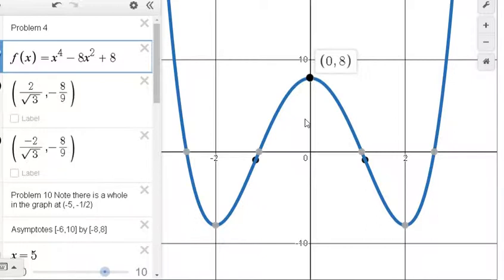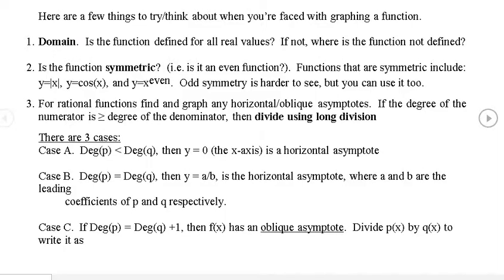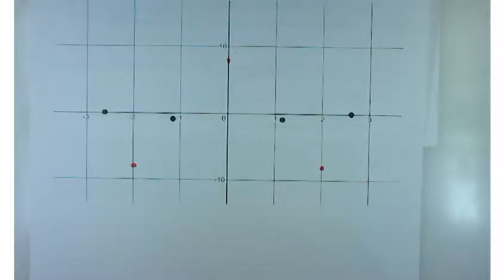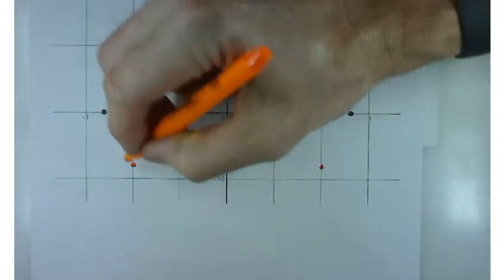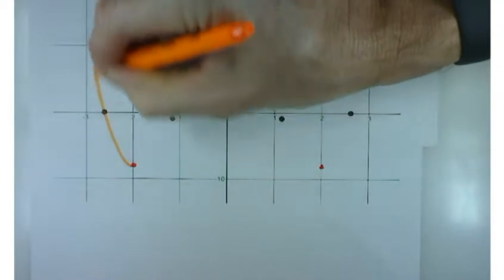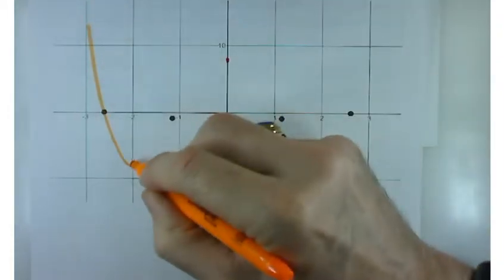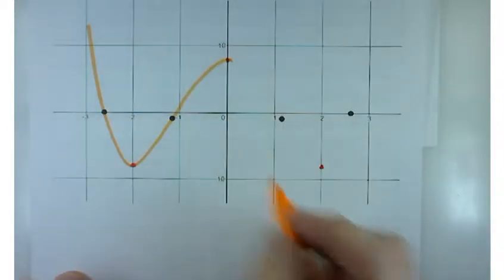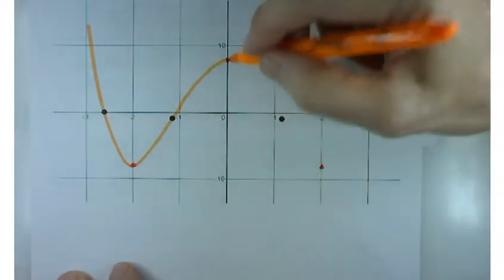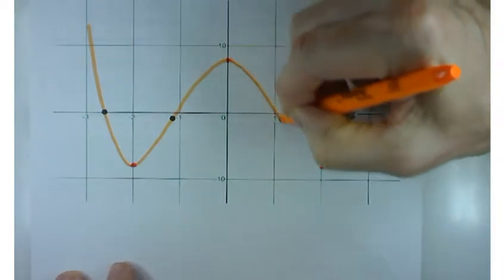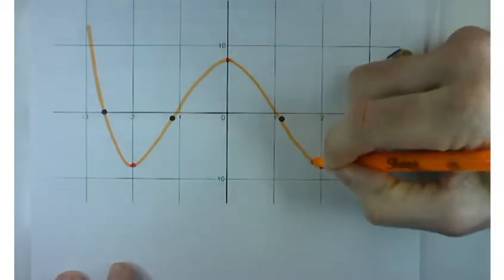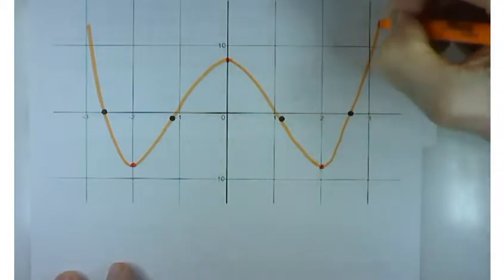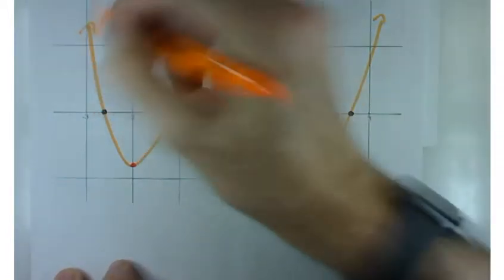So on your handout, you can just play connect the dots. But you want to do it in a logical way. Don't just give me a nice little sawtooth kind of thing here. Give me something that resembles the function. All right, not so bad.